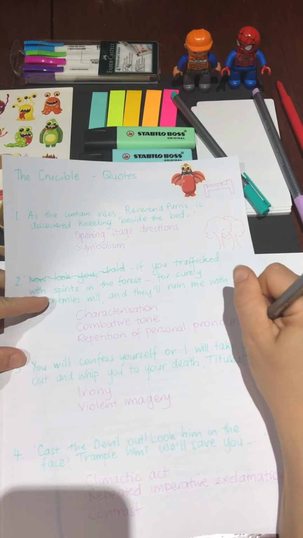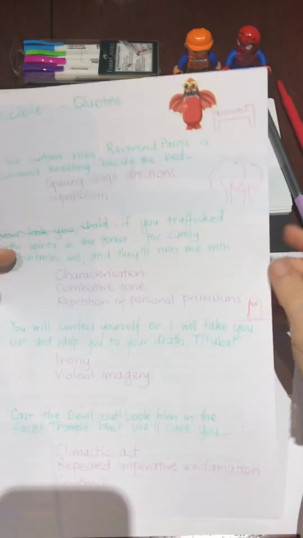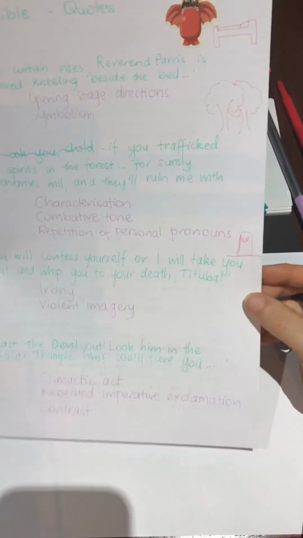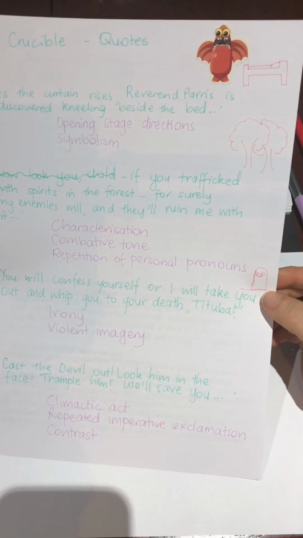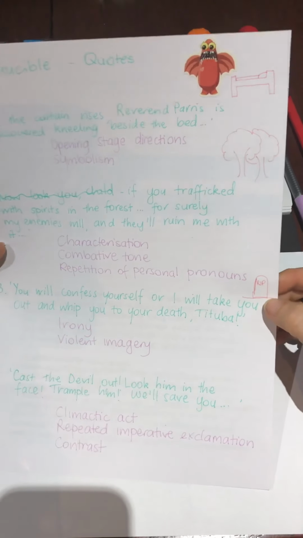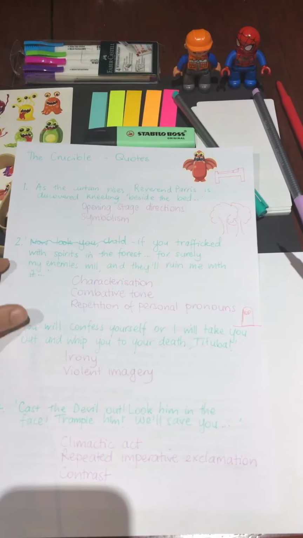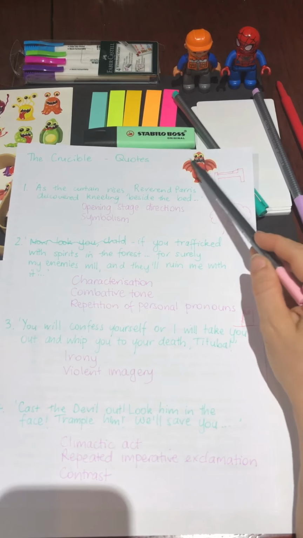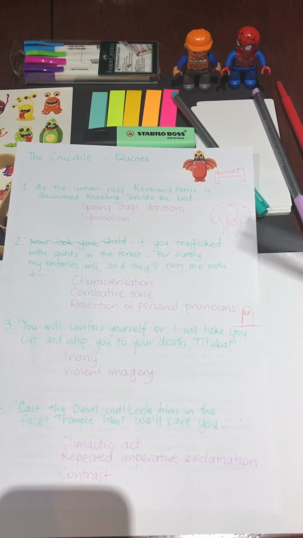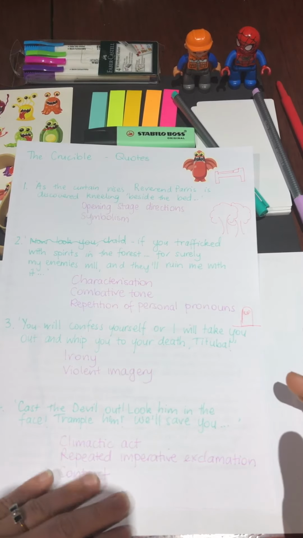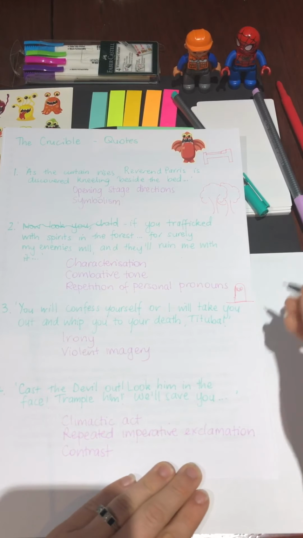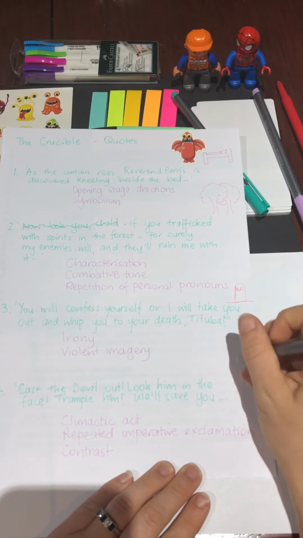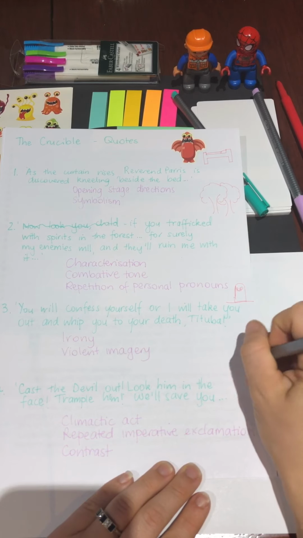So what I'm doing right now is creating a visual representation for each of the quotes that I need to remember, to try to create some sort of cue in my brain that is not just word-based. So in the exam, if I'm stuck, I can remember my monster and my visual cues that I have attached. So, cast the devil out, look him in the face, trample him, will save you. Alright, I have no idea how to draw a devil, but I'll give it a shot.